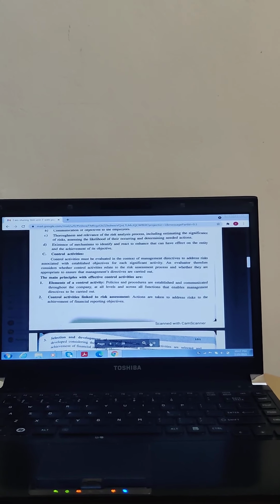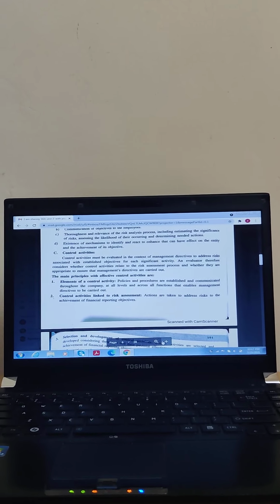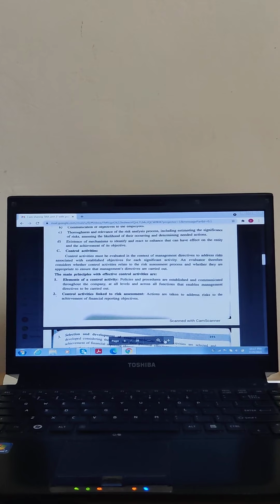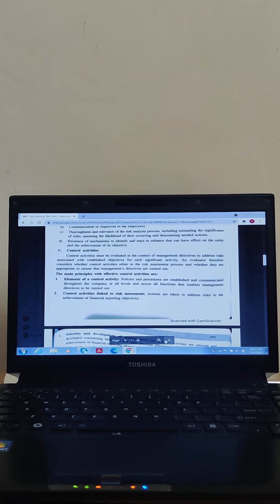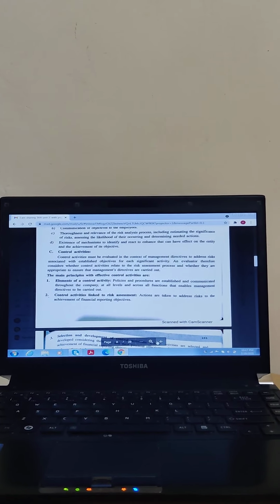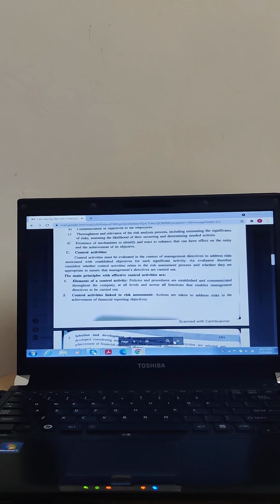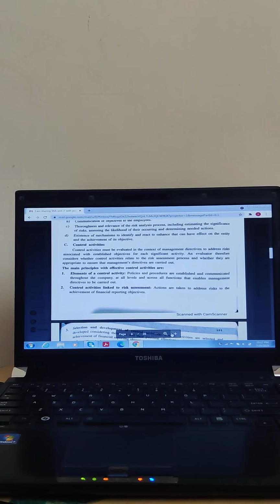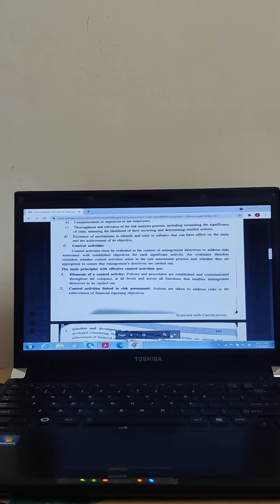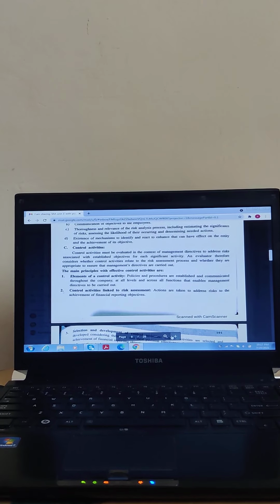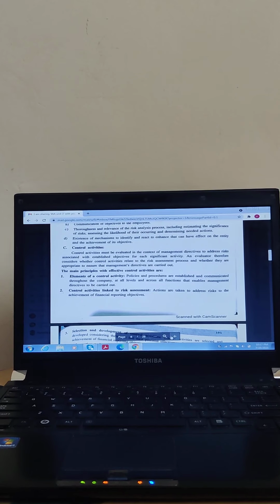Next is your control activities. Control activities is basically how effectively you're going to carry out your activities of control, whether internal control or external control. There are various main principles in effective control activities. First is elements of a control activity, that is how you're going to communicate these control activities to various levels, and how you're going to manage your directives and have them carried out.